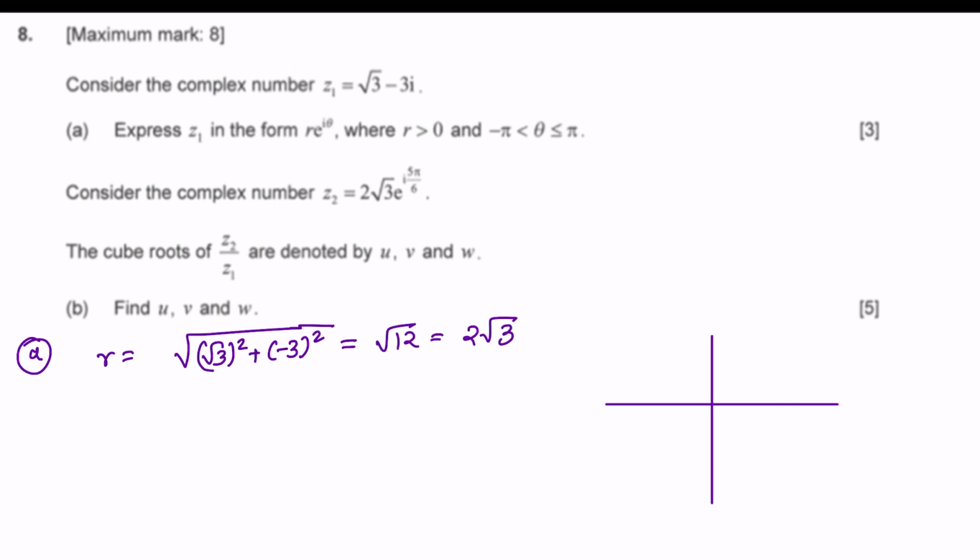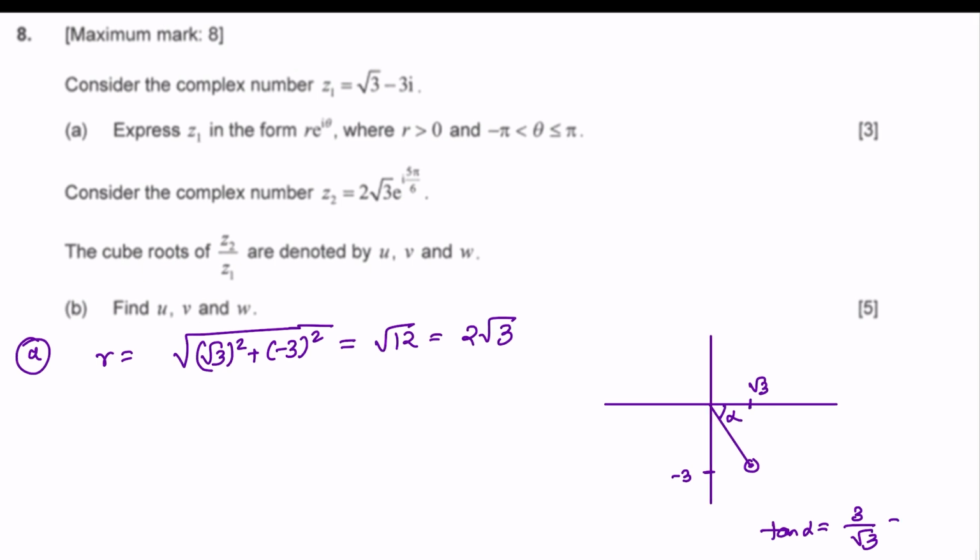Now here, locate this point. This is root 3, this is negative 3, right? There's the point. We'll first find this angle alpha. Tan alpha will be root 3 over 3. If I just take the lengths, not taking signs, this length is 3 and this length is root 3. So root 3 over 3, which gives me 1 over root 3. So alpha is tan inverse of that, which is pi by 3.